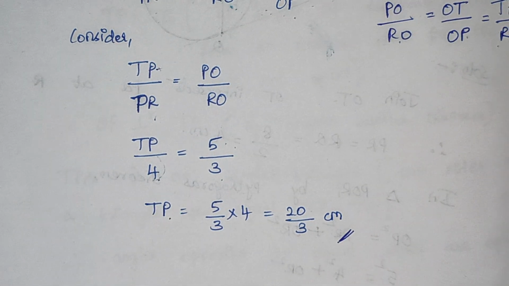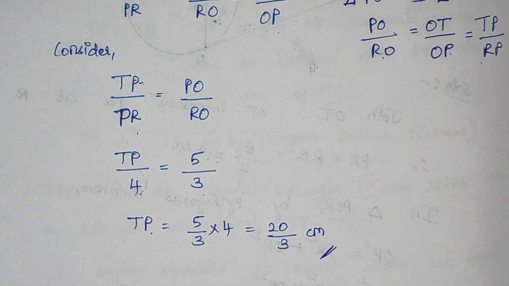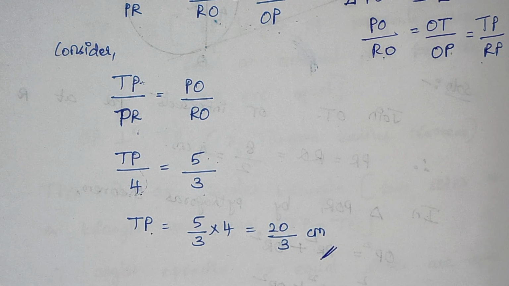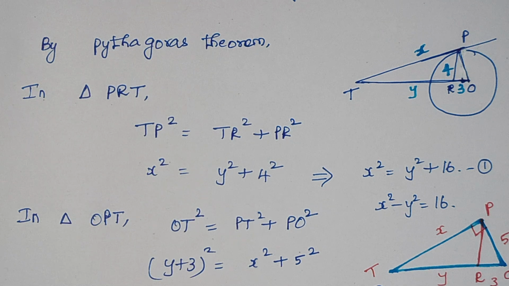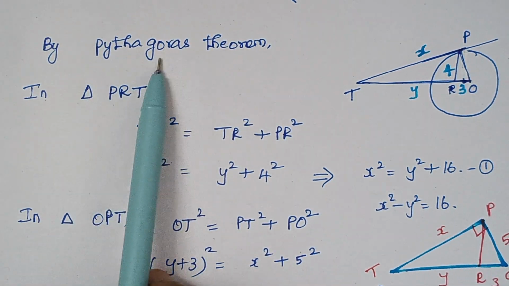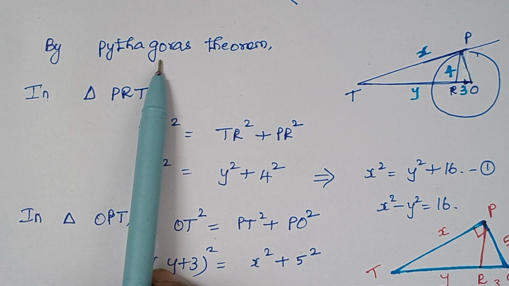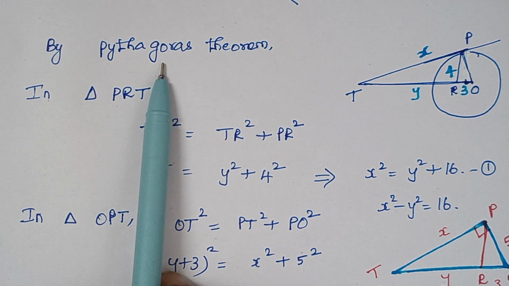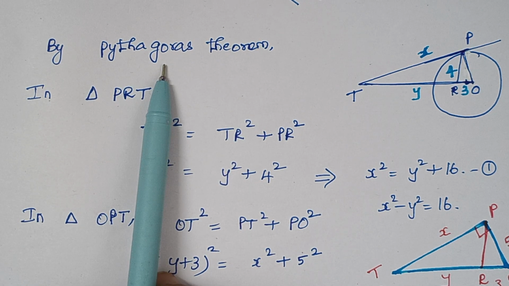So this is one way of solving the problem, or else we can use the Pythagoras theorem to find the length of the side TP. So what is the main thing? In which condition should we use the Pythagoras theorem? Only for right angle triangles can we use it. In a triangle, one angle should be 90 degrees.